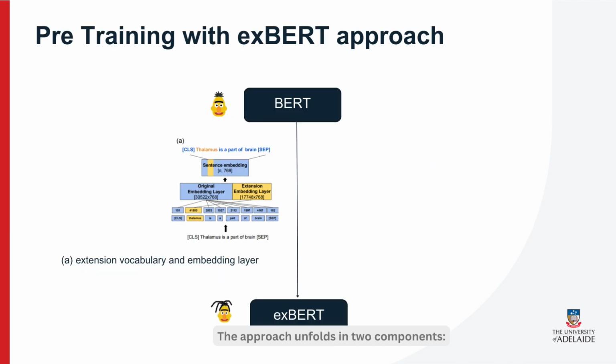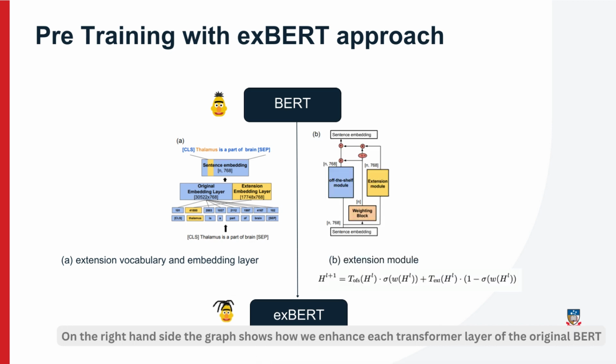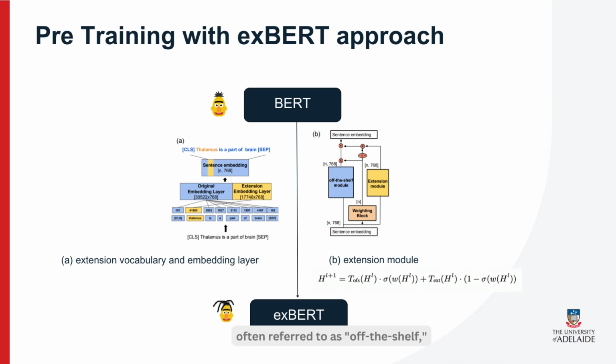The approach unfolds in two components. On the left, there are extension vocabulary and embedding layer. This enables more meaningful tokenization of the input text. On the right-hand side, the graph shows how we enhance each transformer layer of the original BERT, often referred to as off-the-shelf, by adding an extension model to its side. And then we use a weighted combination mechanism that allows the two to cooperate.